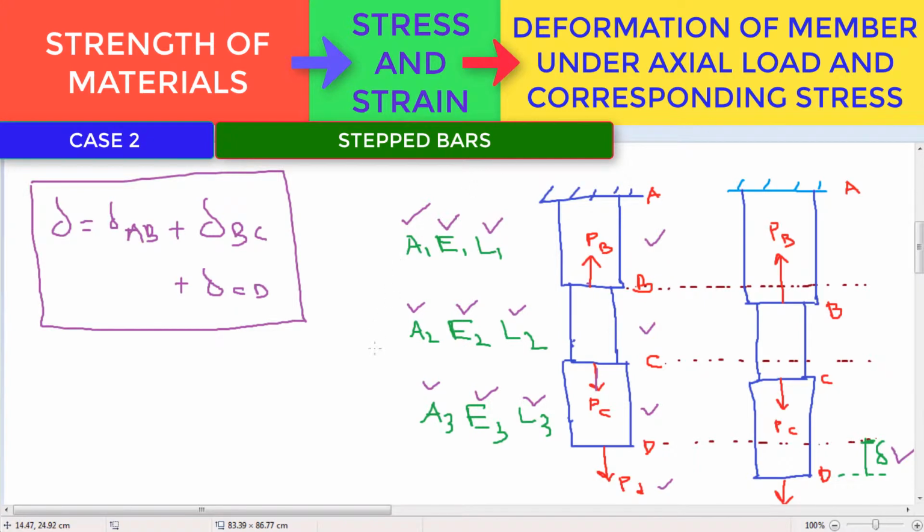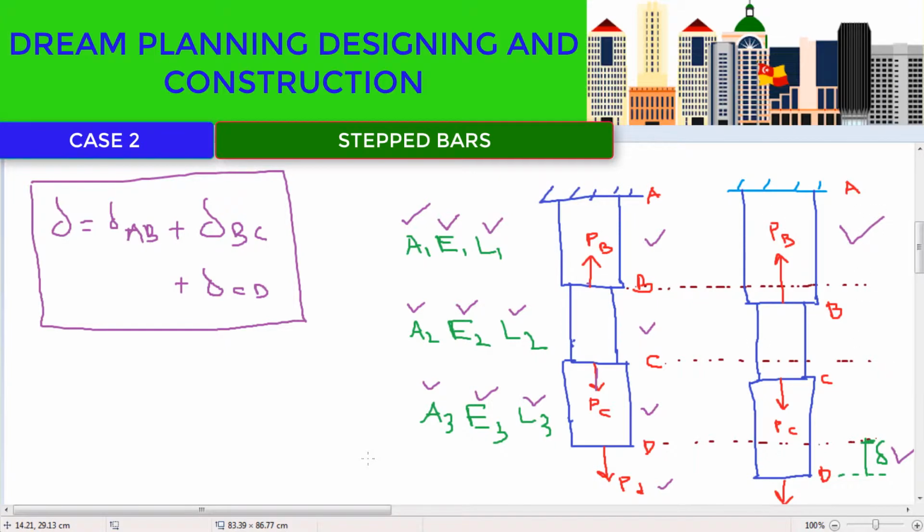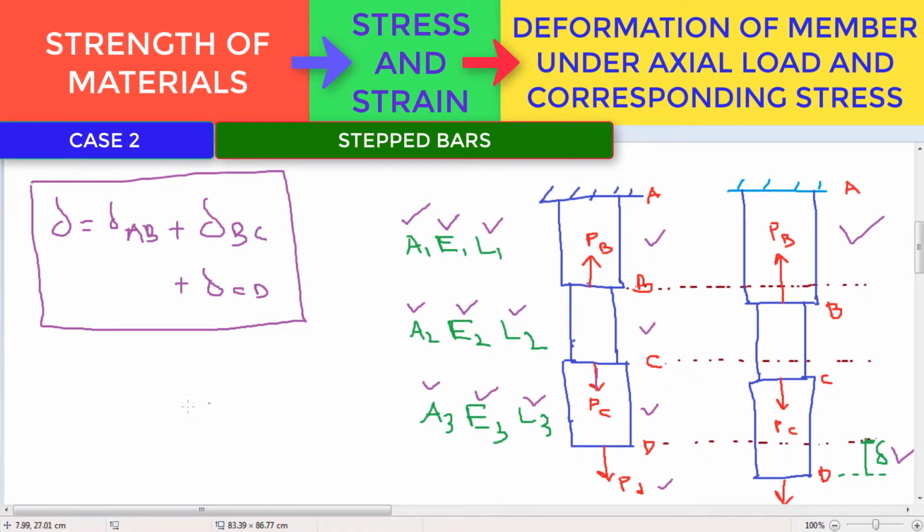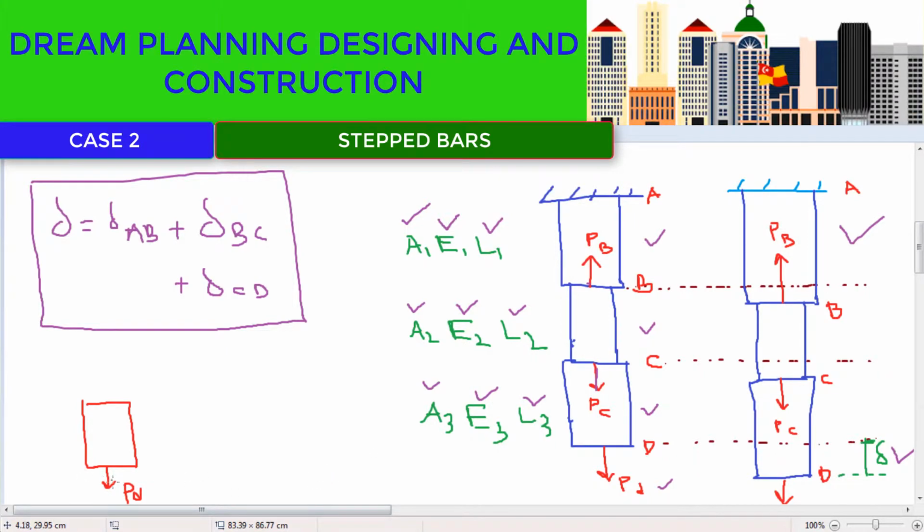At first we have to determine the force in each member. So we have to draw a free body diagram of this total body. For this type of case we always draw the free body diagram from the free end. That means at first we draw the free body diagram of member CD. Here on member CD there is downward force PD, and due to this downward force there is an equal and opposite force, that is also PD.